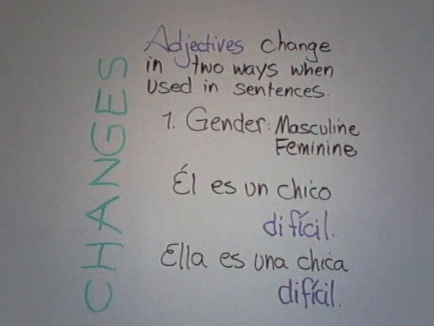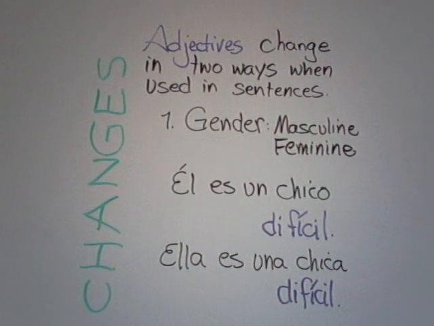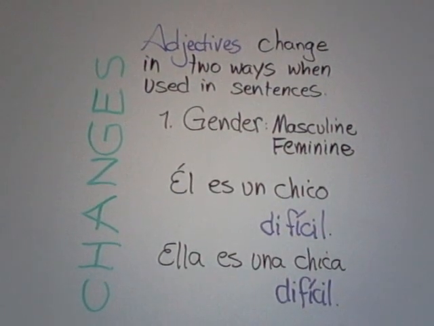Él es un chico difícil. He's a difficult boy. Ella es una chica difícil. She is a difficult girl. These are problem children. But notice when it ends in L, it still doesn't change. The masculine and feminine form are the same. Generally, if it doesn't end in O or A, it doesn't change. However, there is a small exception to that rule.